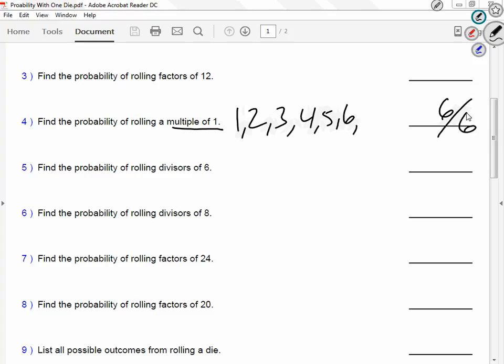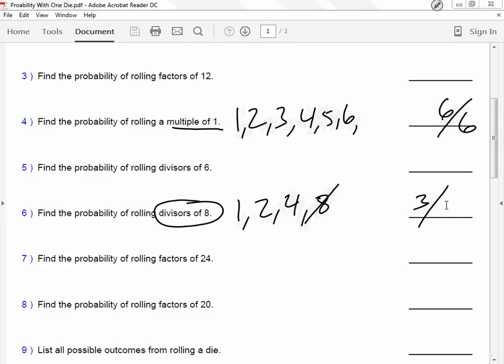Alright. Any questions? 7. So find the probability of rolling a divisor of 8. Remember, a divisor of 8 is the numbers I can divide 8 by. I know 1 goes into 8, 2 goes into 8, 3 does not, 4 does, 5, 6, 7 do not, 8 does. I know if I roll a die I cannot get 8, so let me take 8 out. How many numbers are there on my list? 3. How many numbers are there total on the die? 6.